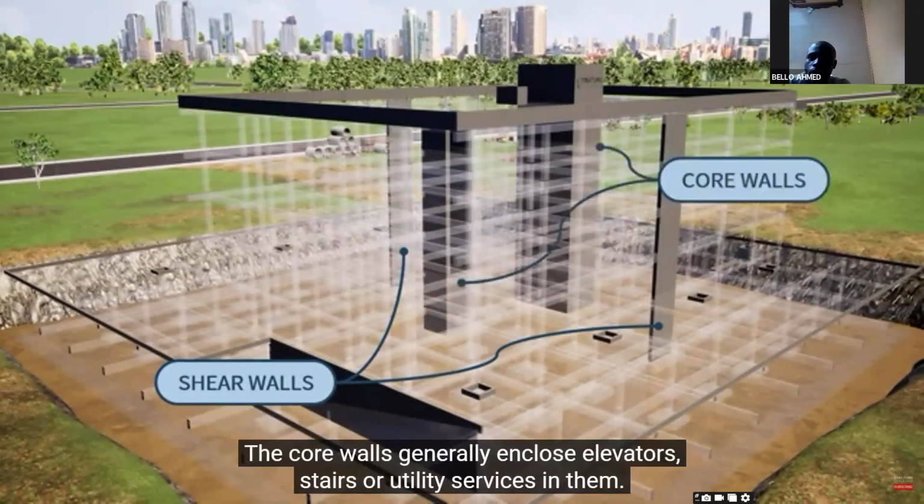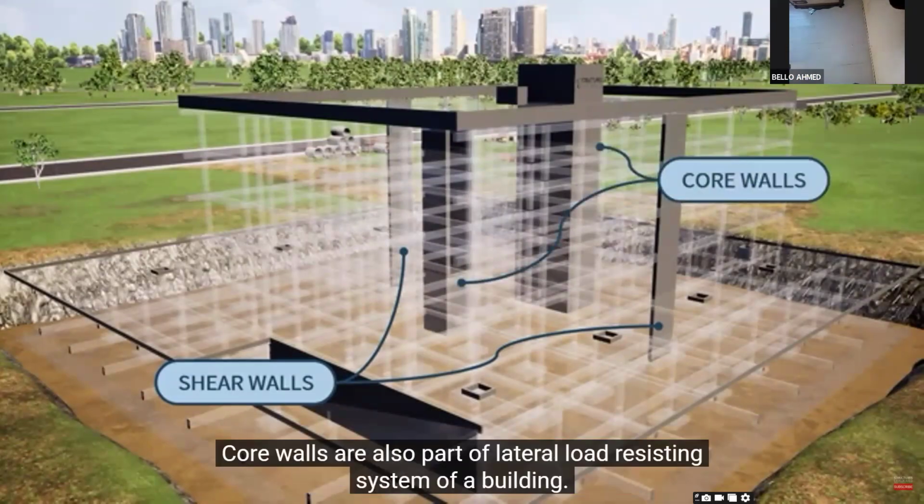The core wall generally encloses elevators, stairs, or utility services in them. Core walls are also part of lateral load resisting systems of a building.